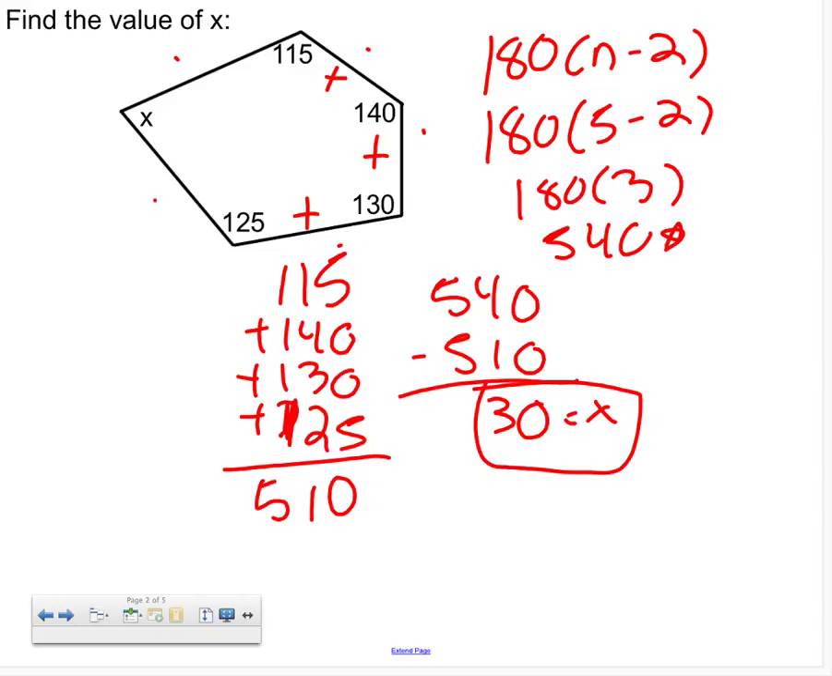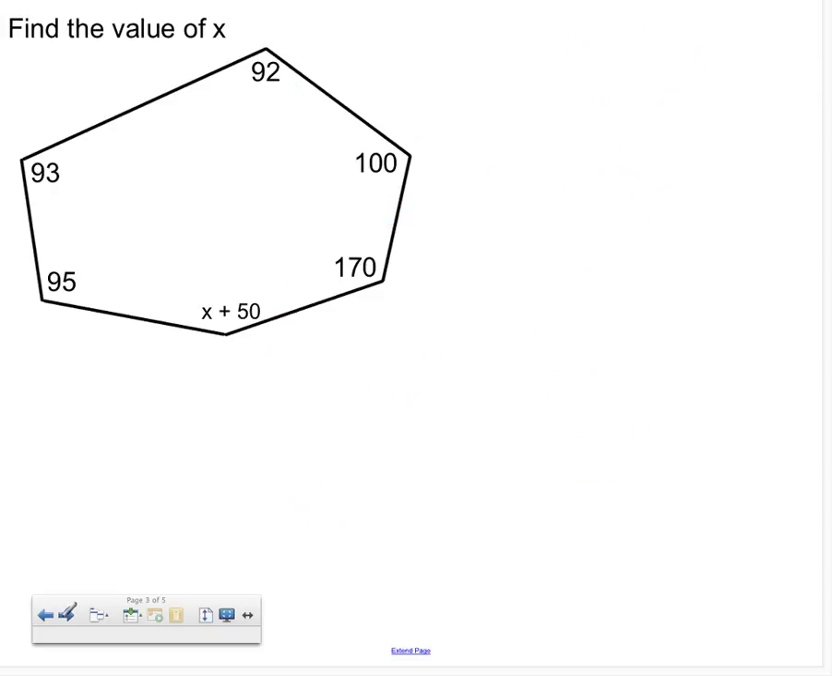Now this was a very straightforward one. No big tricks there. Some are a little bit trickier, like this next one. I wouldn't necessarily say trickier, but it does have a little bit of an extra step to it. In this case, we have a very similar problem. We now have a 6-sided shape, just to make sure: 1, 2, 3, 4, 5, 6. And as before, we are missing an angle, but the angle is given to us a little bit differently than the last one was.